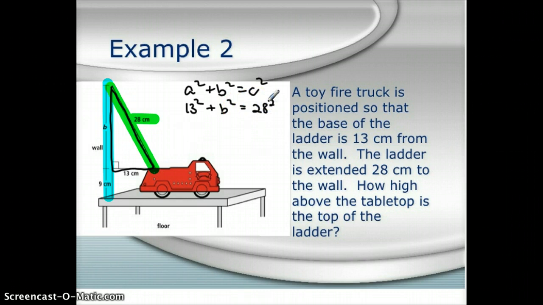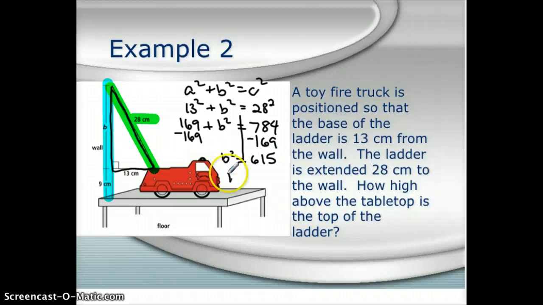So I'm going to start solving. I know that 13 squared is 169, plus b squared, which I don't know yet, equals 28 squared, which is 784. Solving this like a normal algebraic equation, I'm going to subtract 169 from both sides so that I can get b squared alone. Once I do that, I get that b squared equals 615. Remember, I'm going to take the square root of 615 to get that b is approximately 24.8 centimeters.